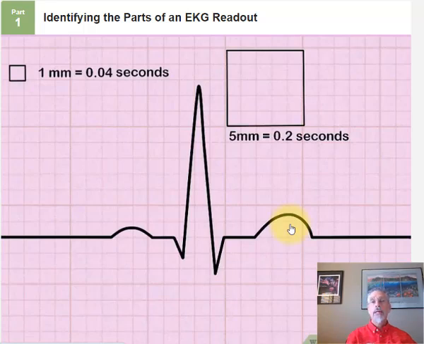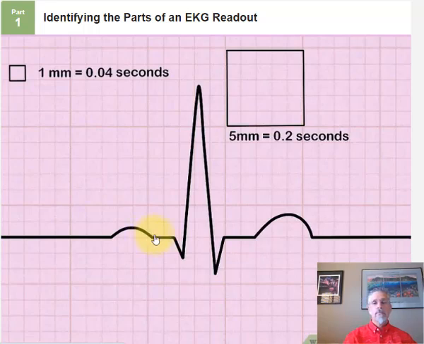So now let's do duration or width. Each 1 millimeter box in the horizontal is equal to 0.04 seconds. So let's take a look at this P wave again. It starts at about right here, and we see basically two boxes, 2 millimeter boxes in width before it goes back to the flat again. So if it's 2 millimeters across, and every millimeter is equal to 0.04 seconds, the duration of this P wave would be 0.08 seconds.